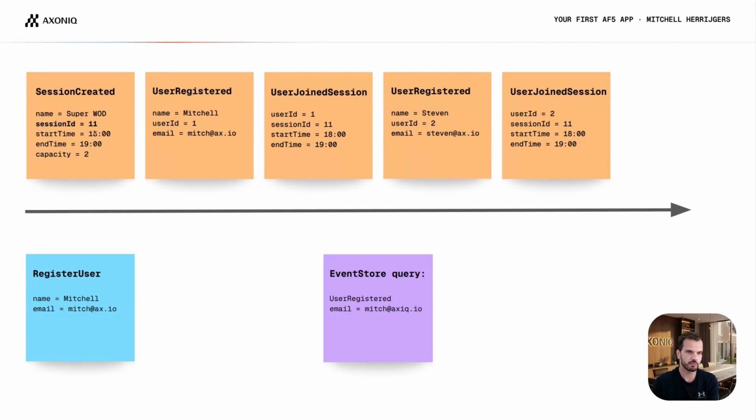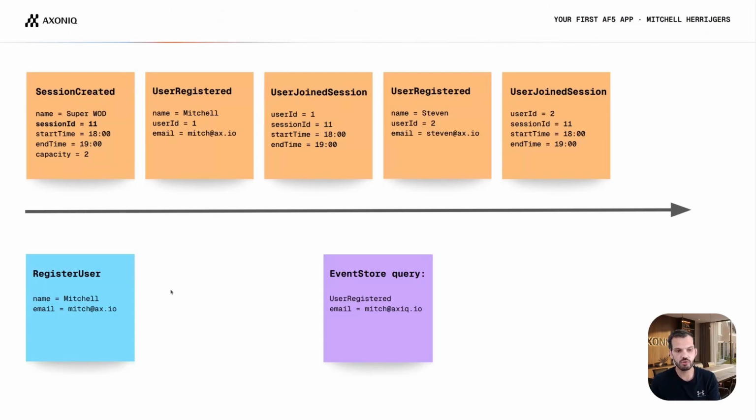So the session created would have a session ID tag. The user registered would have a user ID tag and an email tag, because we want to do validation on the uniqueness of this email. Then we have the user ID and the session ID for the user joined, because if we want to start validating if there are too many users in the session, then we need to get all user joined events with session tag 11.